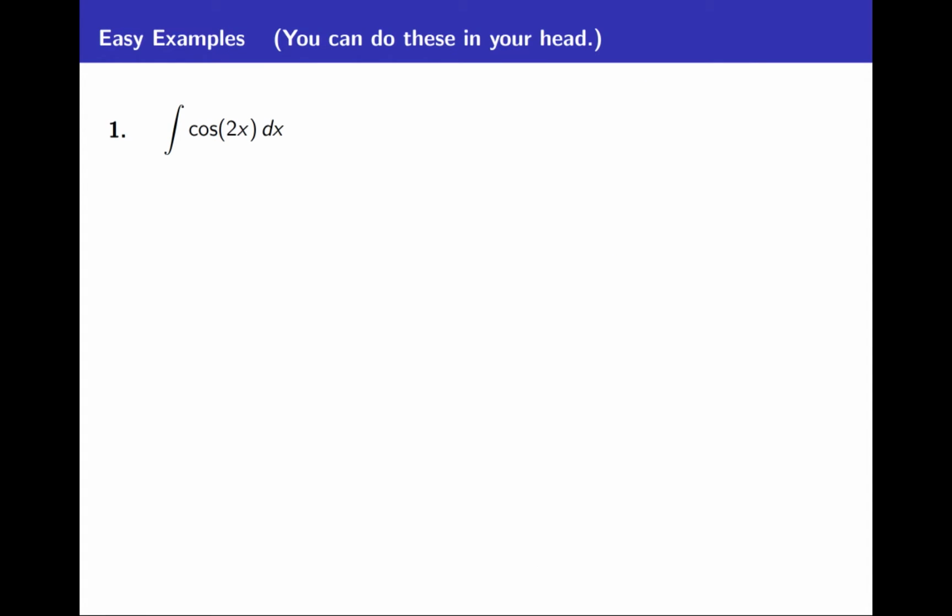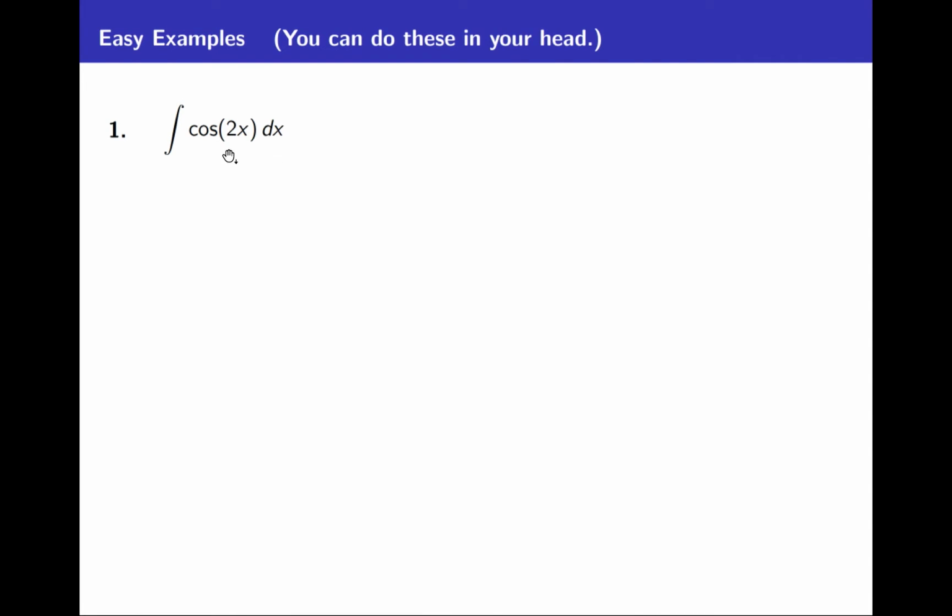So we're going to start off with some examples. We looked at a bunch of examples last time, but here are some more. To begin with, I'm going to do two examples that are intentionally easy, and you can actually do these examples in your head, but nonetheless, we're going to do substitution for them. Let's see. The first one is the integral of cosine of 2x dx.